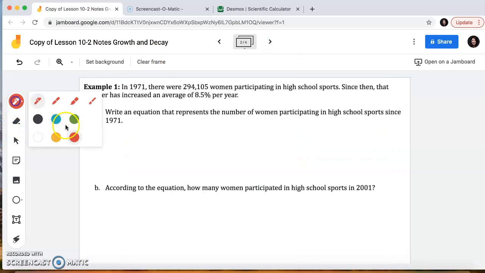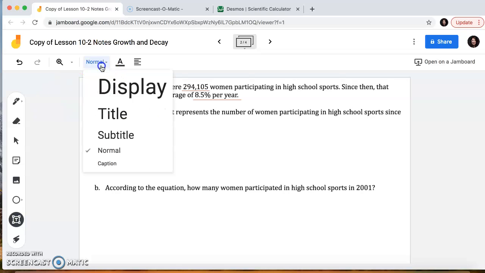So what we have here is it says in 1971 there were 294,105 women participating in high school sports. We'll assume in the entire country. Since then, the number has increased an average of 8.5% per year, so a nice steady increase. It wants us to write an equation that represents the number of women participating in high school sports since 1971.